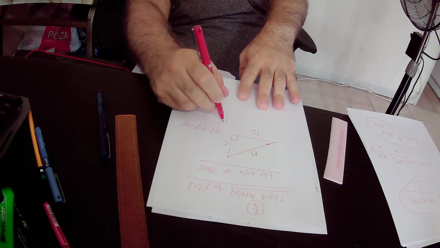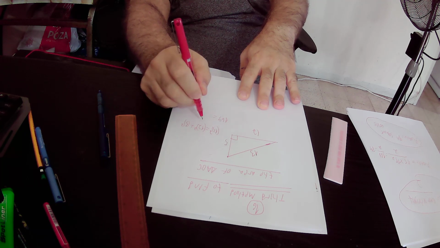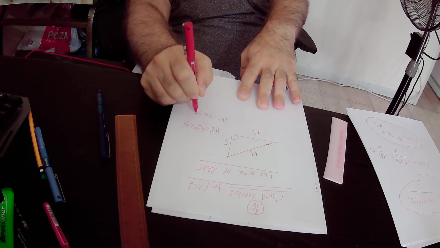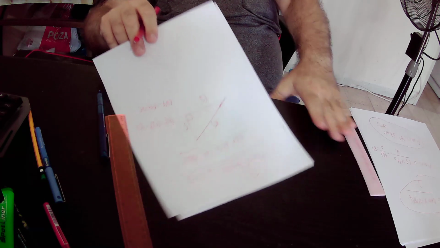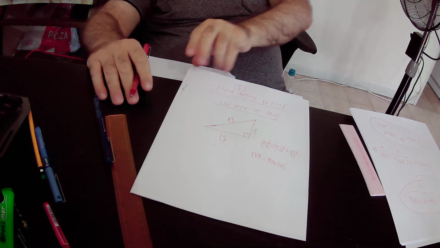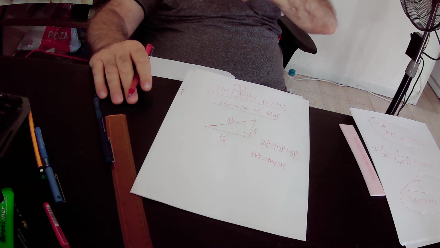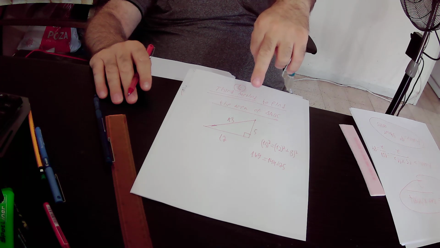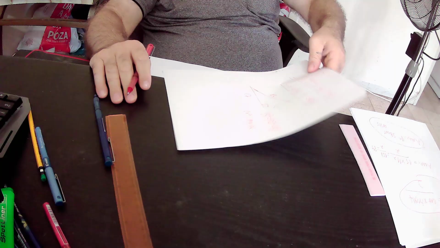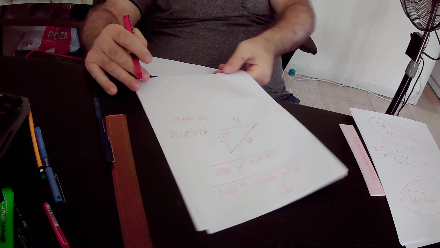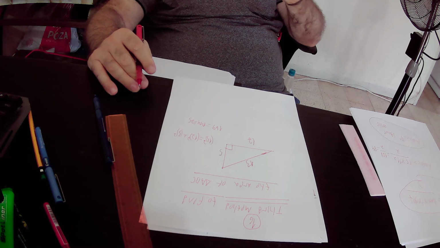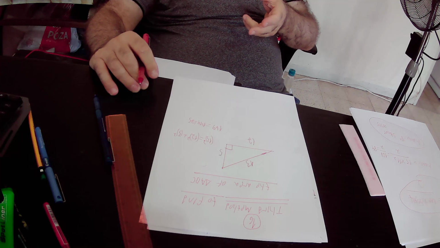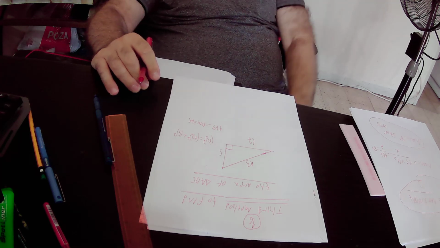13 squared is 169, which equals 12 squared, that is 144, plus 5 squared, that is 25. And indeed 169 equals 144 plus 25. So in this way we prove that this triangle is a right triangle, and the main point is that we prove that the height of the triangle is 12 units if the base of the triangle is 14 units.